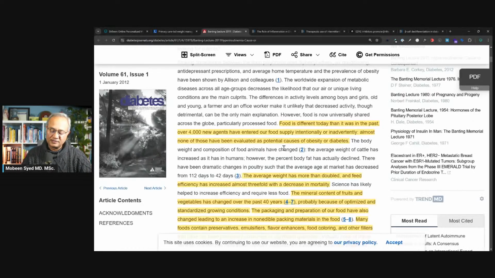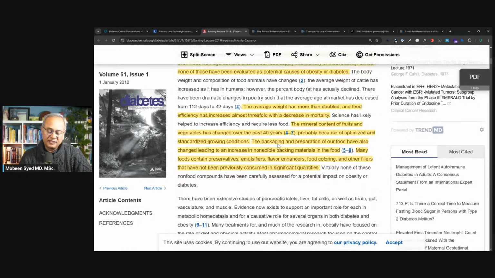So let's now, with this background, read a little bit of what she's saying. Food is different today than it was in the past. Over 4,000 new agents have entered our food supply, intentionally or inadvertently. Almost none of those have been evaluated as potential causes of obesity or disease. Then she says the average weight has more than doubled. The feed efficiency has increased. So when we process foods, the efficiency of these foods to give us nutrition increases almost threefold with a decrease in mortality.